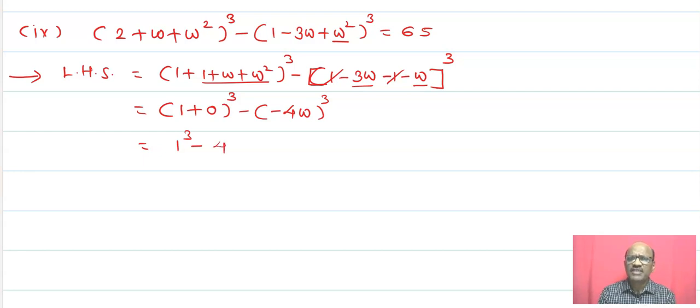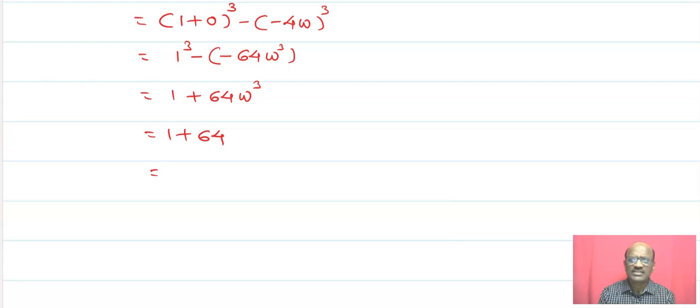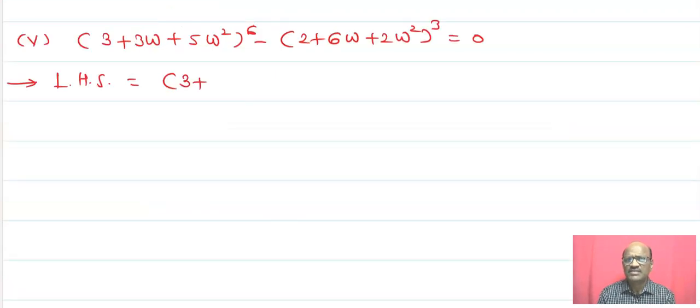What about the next? Minus 4 omega bracket cube means what? That is minus 64 omega cube, and overall it becomes plus, and the value of omega cube is 1. That is 1 plus 64, that is equal to 65. Very simple examples. If you do the practice, then you will find it easy.